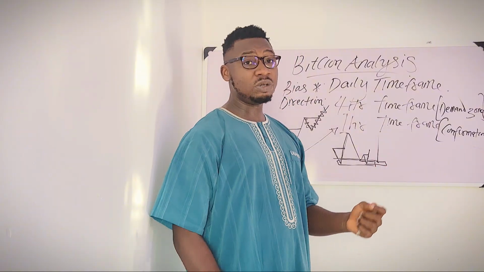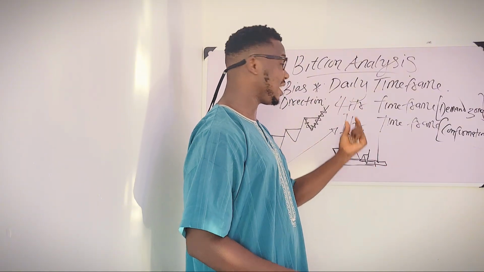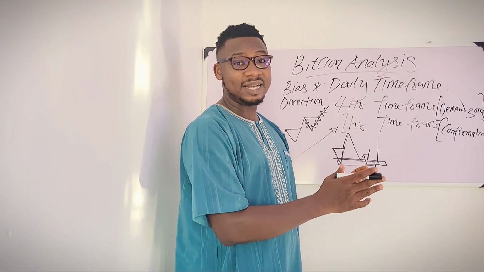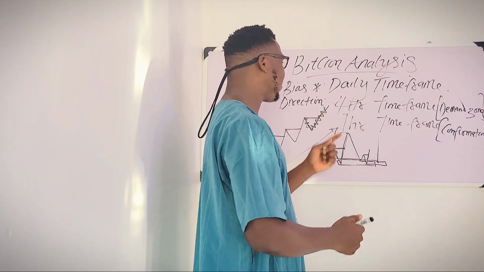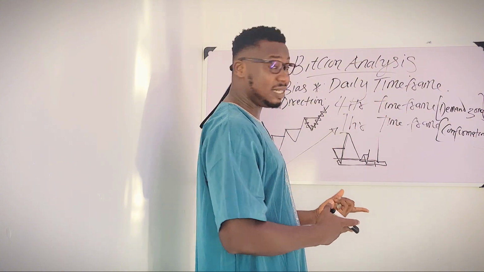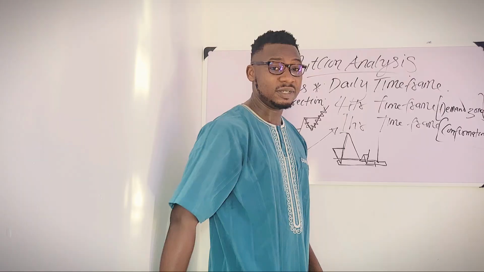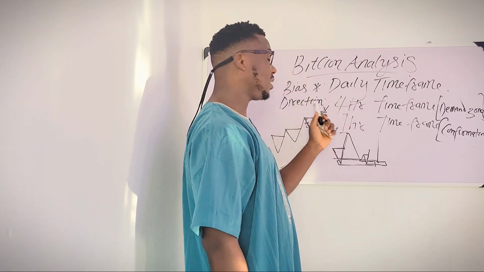Please, if there's any question and you feel that there's something you don't understand concerning the Bitcoin analysis I just explained to you, note this is not a full chart. This is just an explanation of what we do in these 3 time frames. In your TradingView chart, you go to the daily time frame, 4 hour and 1 hour time frame. In the daily time frame, we look at bias and direction of the market.